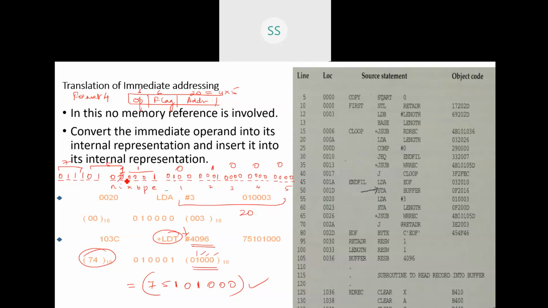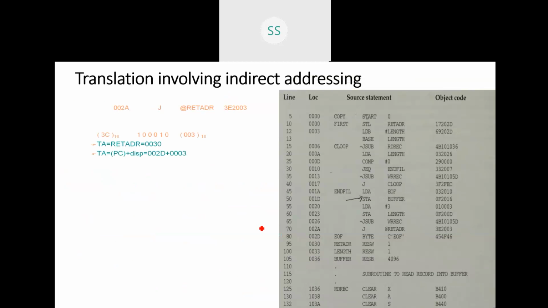So when we wrote that, it is interfering in my N and I, but the I value will be equal to 1. Why is it equal to 1? Because I see a hash symbol, that is, immediate addressing is being used. So when I start grouping my bits from the lower LSB position, I get the answer as 7510100. I hope this is clear to everyone. We need to be very, very careful when we do such things. You can see how with one small mistake, the whole thing goes wrong.